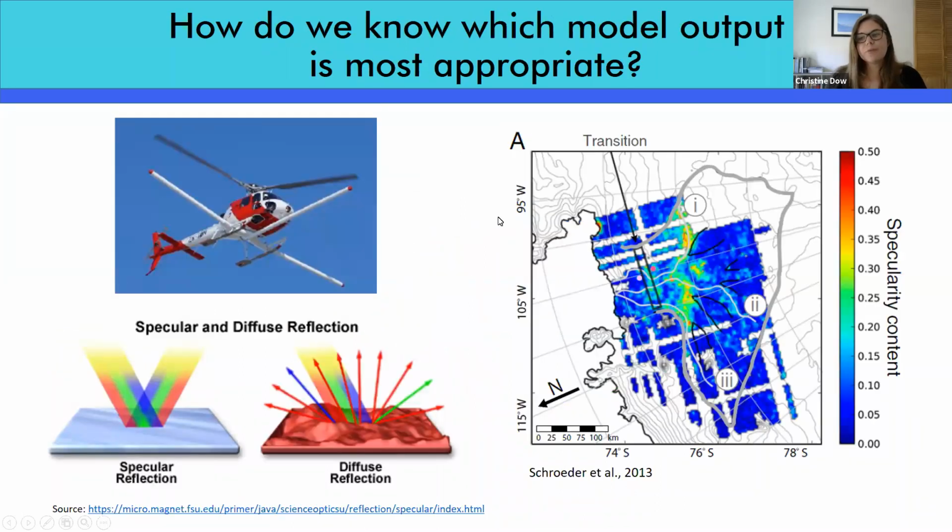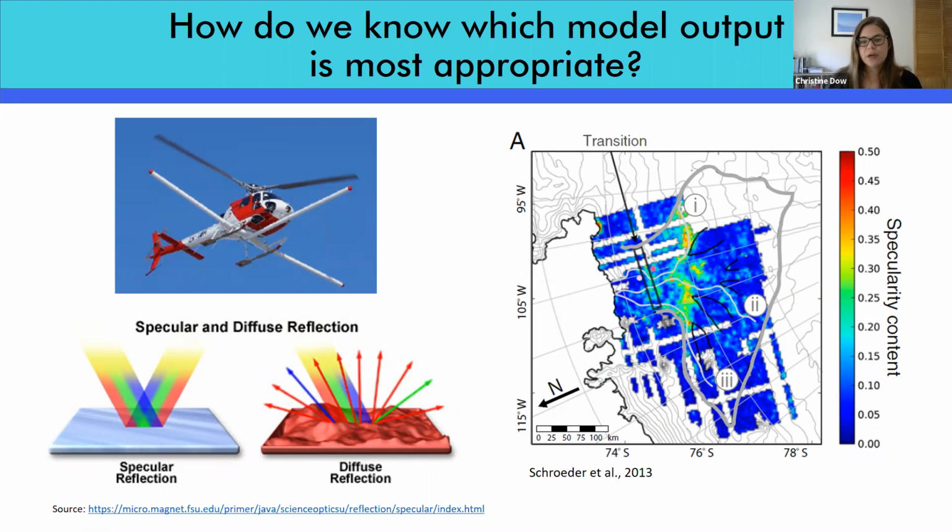Now, I've already mentioned constraining the parameters that we have to try and figure out the range of options in the model. We can do an even better job than that by applying geophysical data sets. So one of the best ways for us to figure out the best model outputs is to use specularity content data.